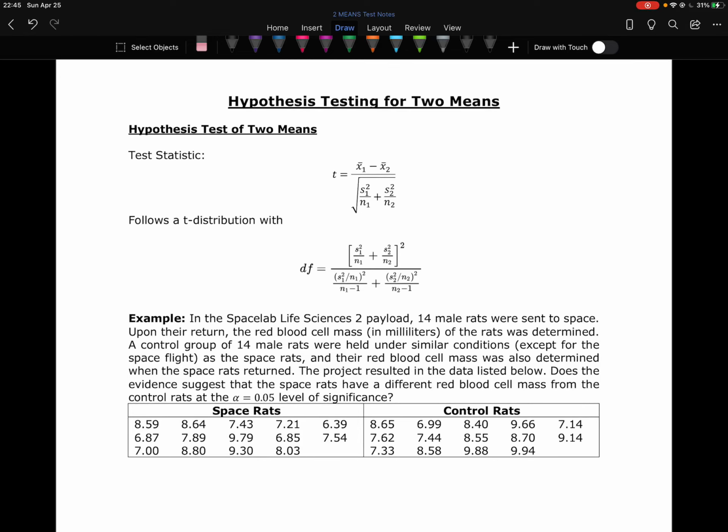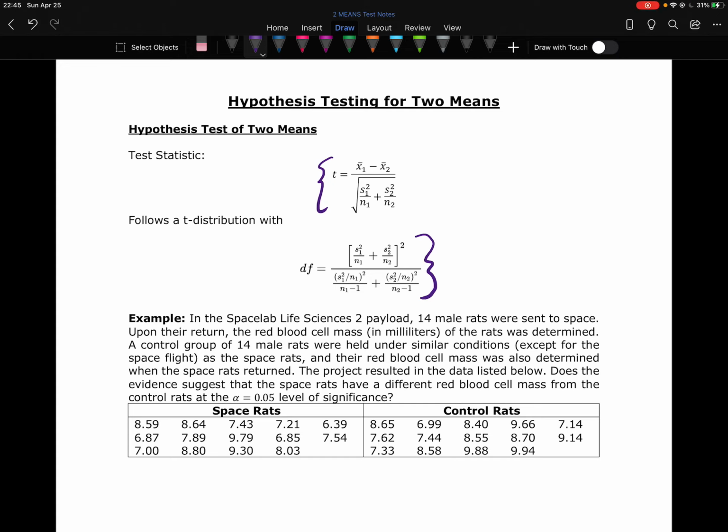All right, now we're going to take a look at how to do a hypothesis test if we are comparing two means. So our test statistic is here, and this follows a t-distribution. The degrees of freedom are calculated using this equation, not a simple n-1.